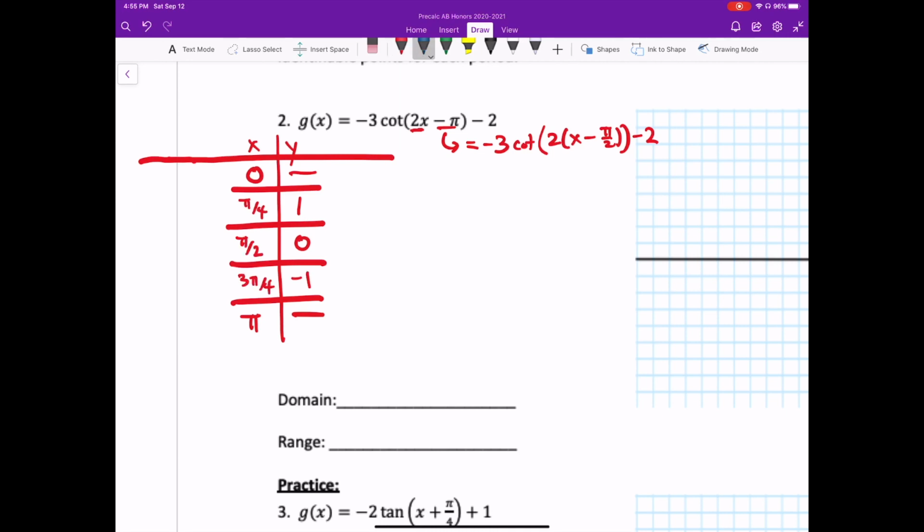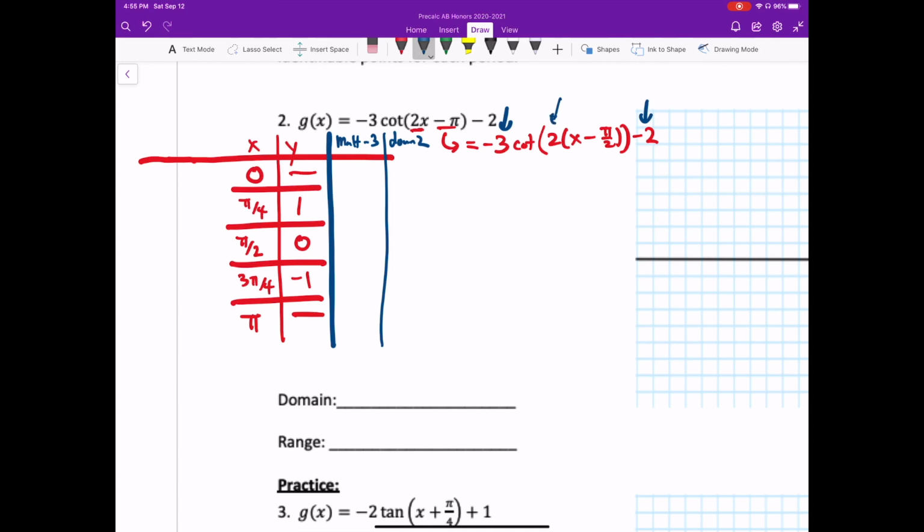So what are some of the transformations? Well, we have a couple things going on. We have a vertical stretch of 3, and an x-axis reflection. So we'll multiply by -3. We also have a vertical shift down of 2, so that's down 2.